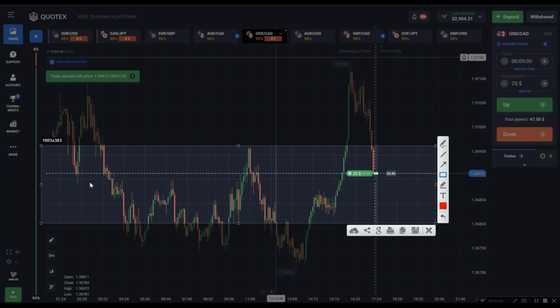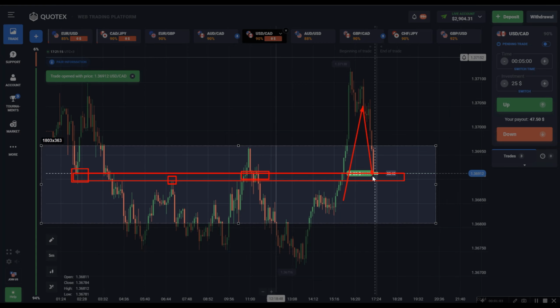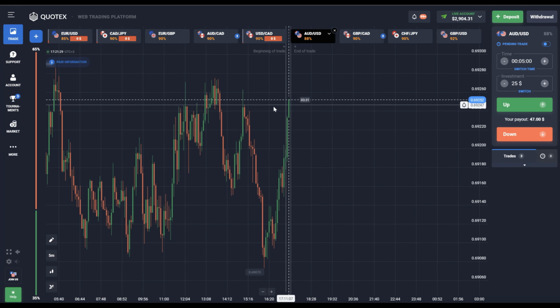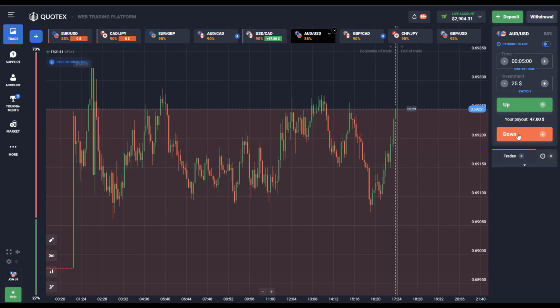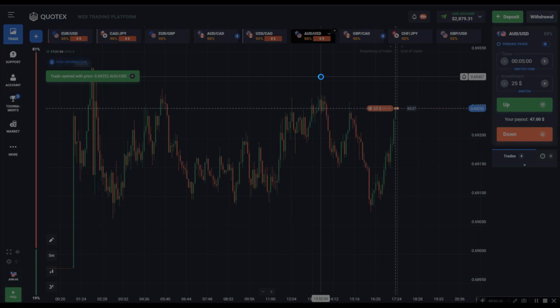Dollar Canadian dollar, trade for an increase. Here, there's a really good support resistance zone, an early support zone after breaking through the resistance zone. Now, once again, the price has broken through this zone, returned to it, and will most likely go higher. A trade for an increase. I'm opening it here.